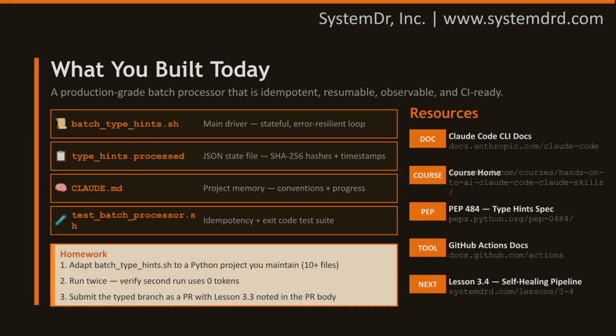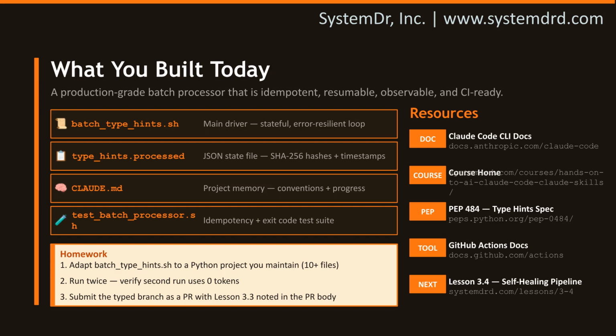Let us close with a quick inventory of what you built and what comes next. 4 artifacts came out of this lesson. batch_type_hints.sh is the main script. Stateful, error resilient, and idempotent. type_hints.processed is the JSON state file that persists between runs. It is what makes the whole system resumable. CLAUDE.md is the project memory that ensures consistent type hint conventions across every file and every session.